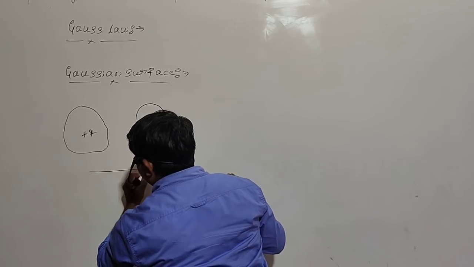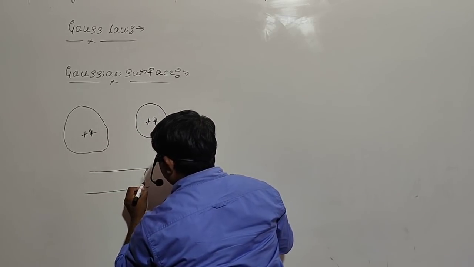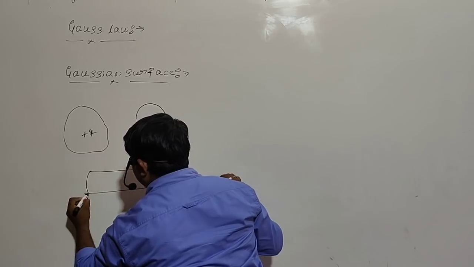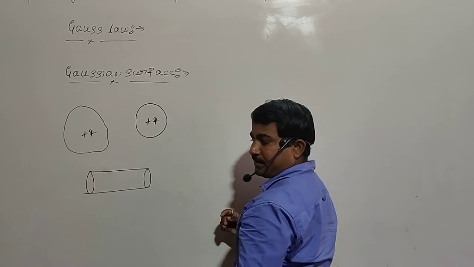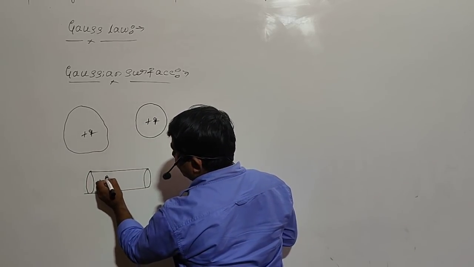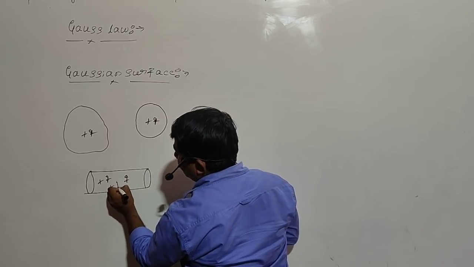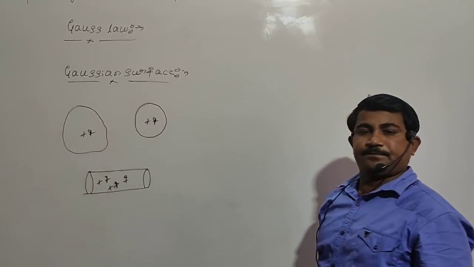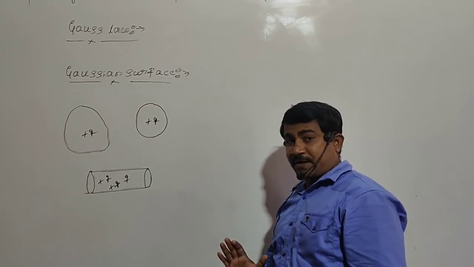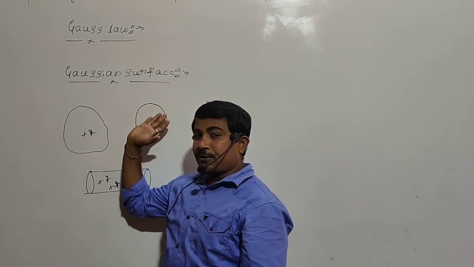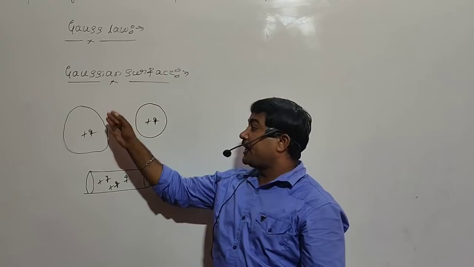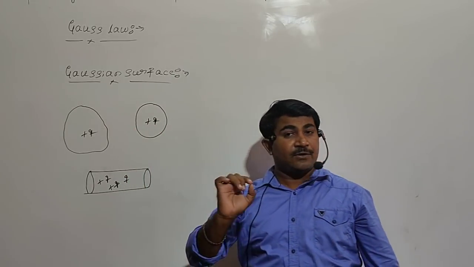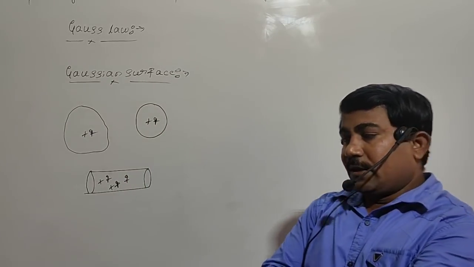Or like this also, what you can take? This is a cylinder. A cylinder is a closed surface. In case it contains charges within it, then we are calling it a Gaussian surface. Actually, what is the Gaussian surface? The imaginary closed surface containing the charges within it, then we are calling Gaussian surface.